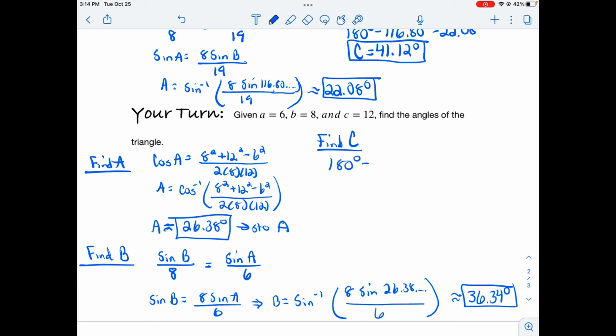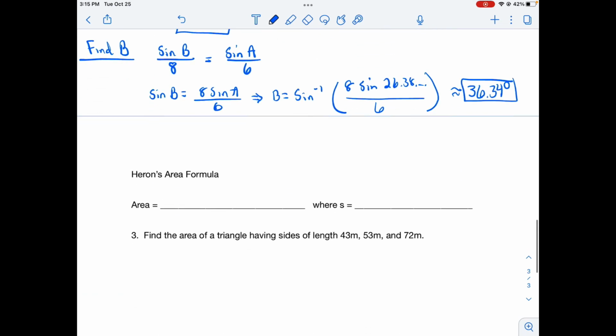Last but not least, we're going to find angle C. To find angle C, we take 180 minus the 2 angles that we just found. And we find that angle C is approximately 117.28 degrees. And so that is how you can use the law of cosines.